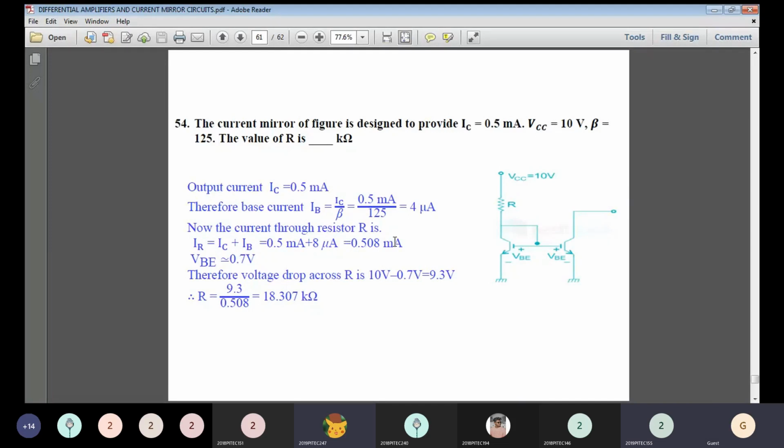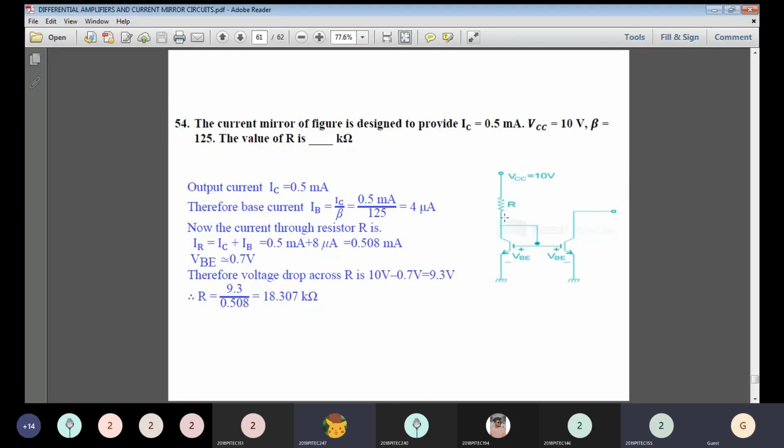Here VBE we can assume as 0.7. If it is not given, you can take it as 0.7 or 0.3 for silicon and germanium respectively. Therefore, the voltage drop in the resistor is 10 minus the VBE drop. The supply voltage is given as 10 volts, and 10 minus 0.7 is 9.3.